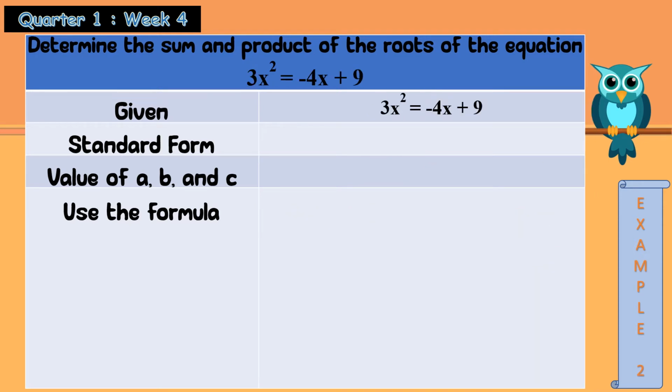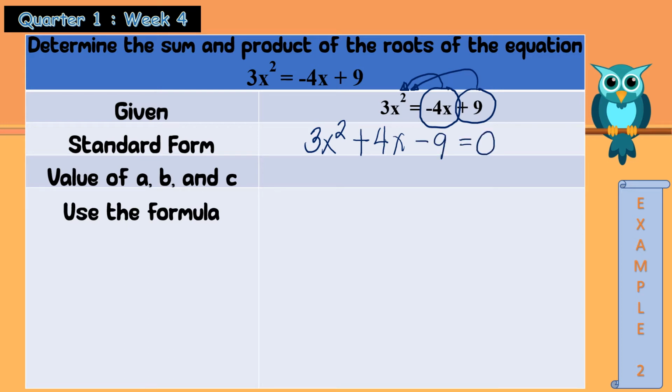Okay, so let us now have our example number 2. You have here 3x squared is equal to negative 4x plus 9. So the first step to do is to write the given quadratic equation to its standard form. Therefore, we're going to move negative 4x, our linear term, to the other side of our equation. Same with our constant term, which is positive 9, to the other side of our equation. So you got here 3x squared. From negative 4x, this will now become positive 4x. And then from positive 9, this will now become negative 9 is equal to 0.